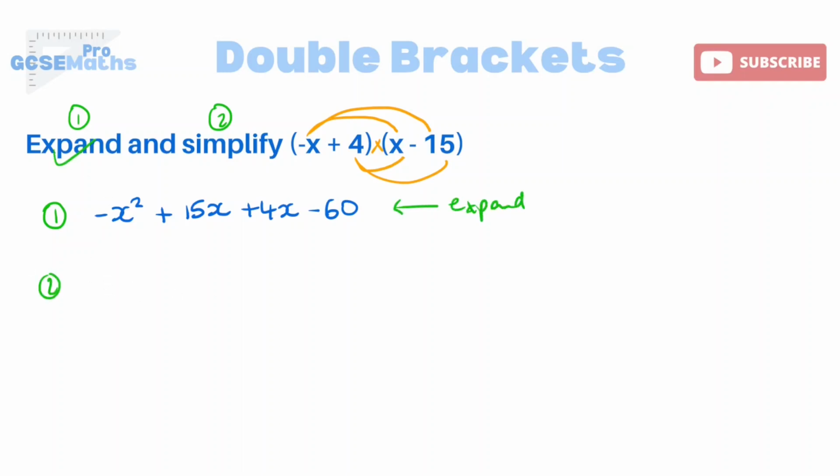So step 2, simplify. Again, as I said before, if you do it in this order, you should just find that the 2 like terms, or the 2 x terms, will be in the middle anyway. You can just add them together in this case. Minus x squared stays the same. 15x plus 4x is 19x. And the minus 60 is at the end. Okay, so now we have simplified as well.